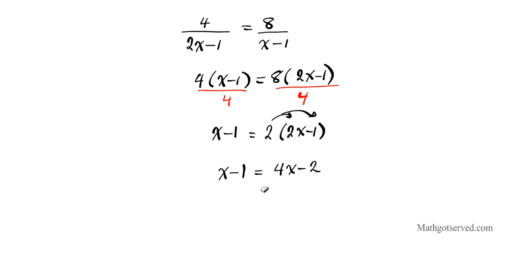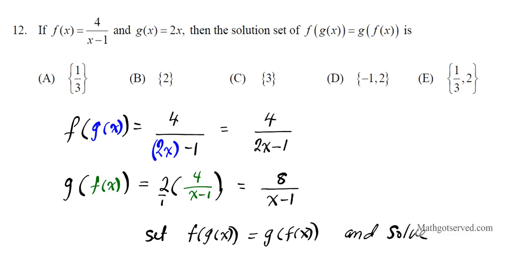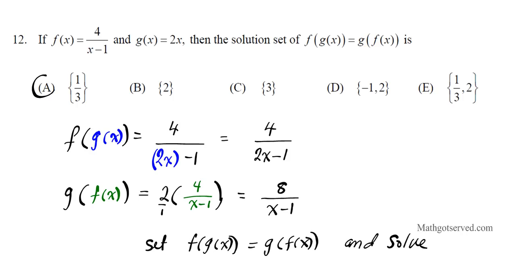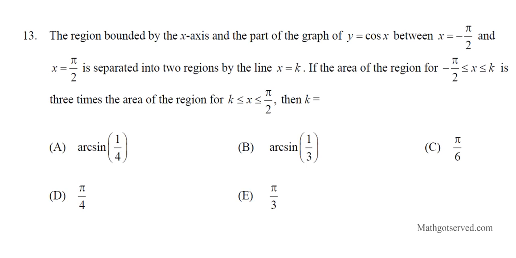If we do that, subtract x from both sides. Let me show you what I'm doing. So I'm going to minus x and add 2. Okay, so we're going to have 1 equals 3x. So divide both sides by 3, x equals 1/3. All right, so this is the value that makes f of g of x equal to g of f of x. So our answer is option A. Okay, let's move on to the next question.